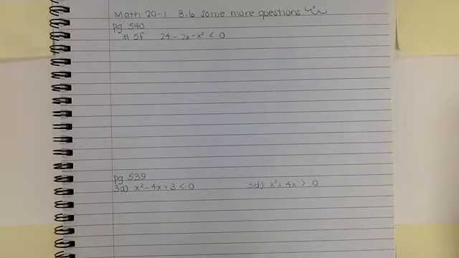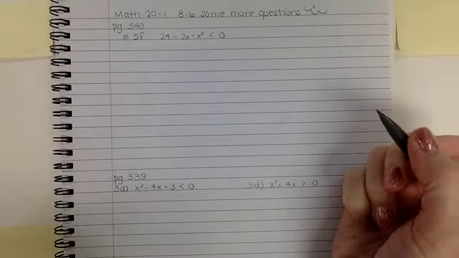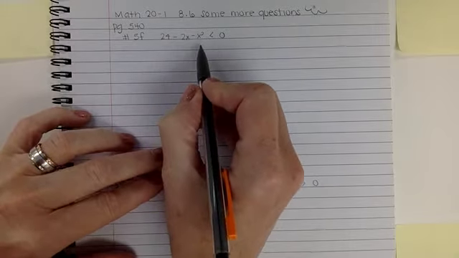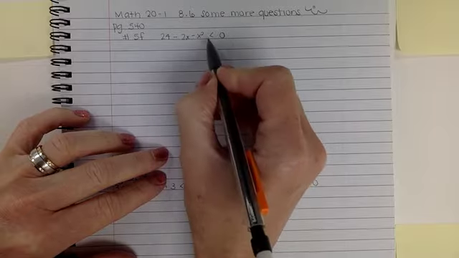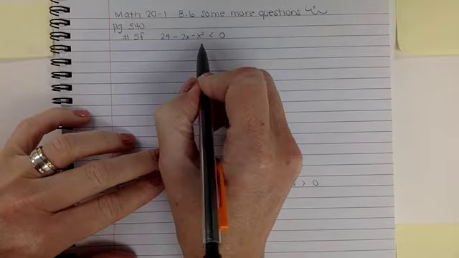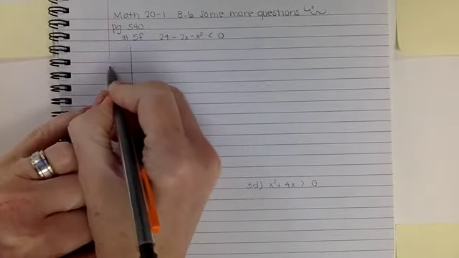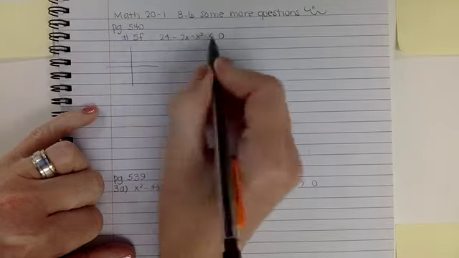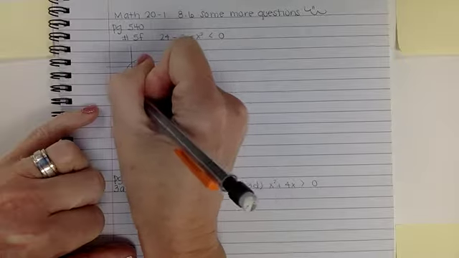Okay, hello. Let's do a couple more questions from 8.6. This is 5F, and what we're looking at with the scrappy graphs is this symbol. But for now, we're going to forget about that symbol and just think about the scrappy graph for a second. We've got an upside down parabola. That's all we care about. So upside down, we don't know where.